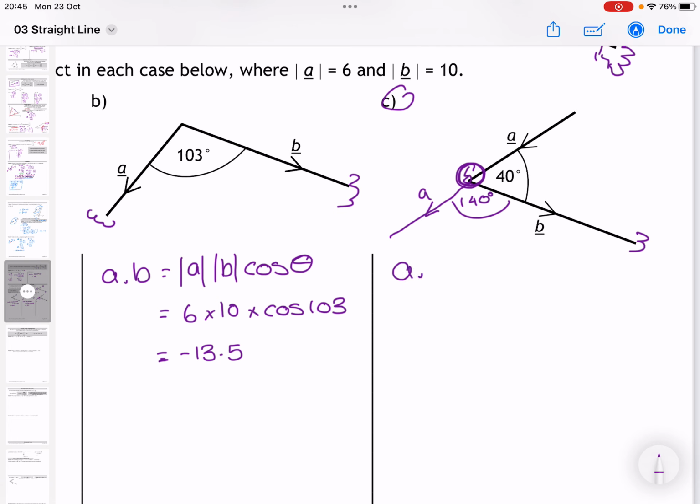So to work out a dot b, I'm still magnitude of a, magnitude of b, cos theta. So a magnitude of a is 6 times 10 times cos 140 will give me negative 46. And it works out because of that CAST diagram, and the fact that you can move vectors, as long as you don't change the direction. We wanted that arrow to be pointing away from one another. My hands weren't. So I could move that vector down.